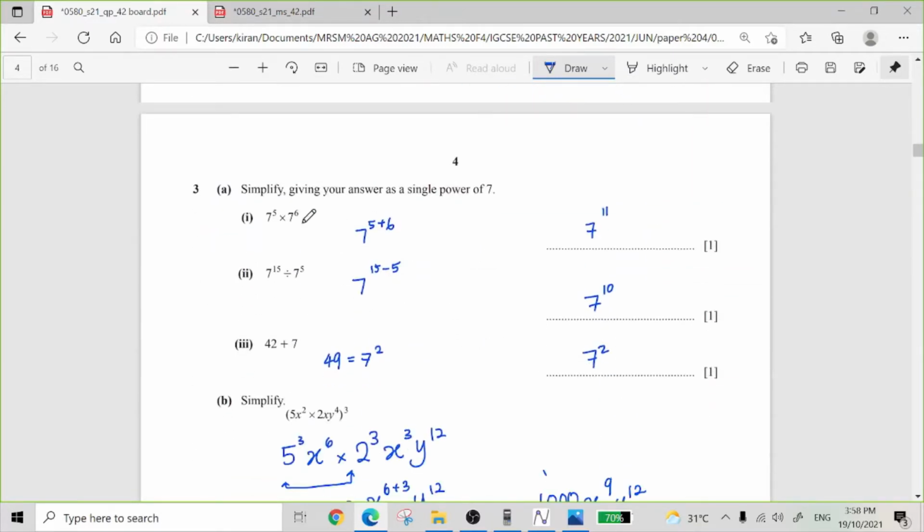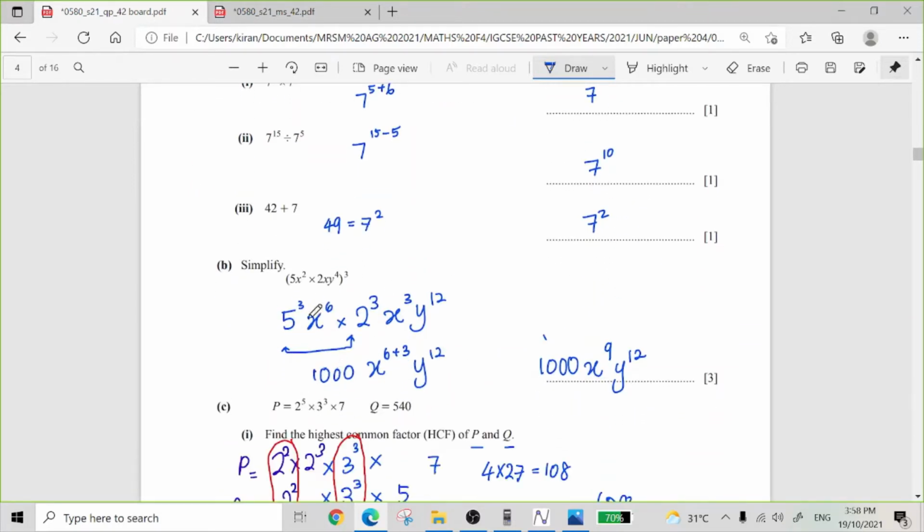Okay, that's question 3. Simplify giving your answer as a single power of 7. Single power, okay. So this part, we use the law of indices. So 5 plus 6, 11. 15 minus 5, 10. And then 49 is 7 square.